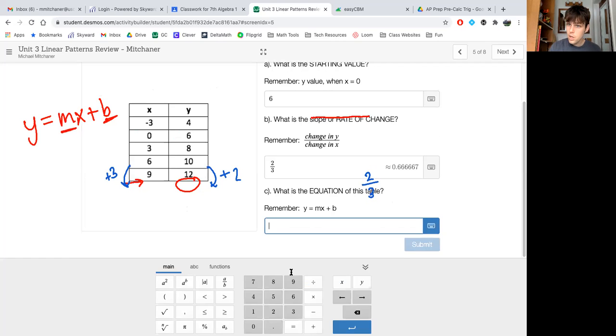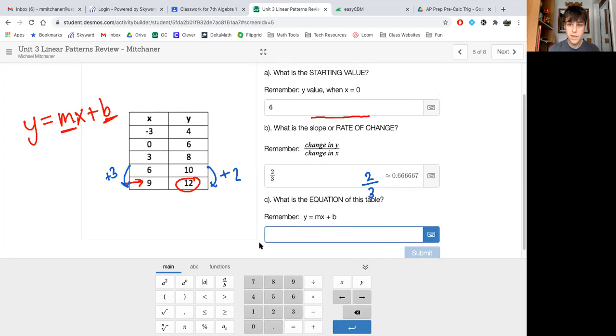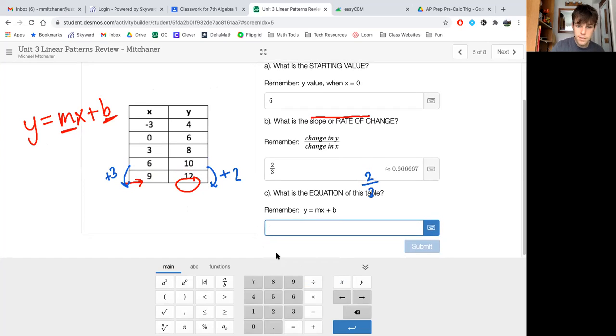Now, equation. We need to put those two things into our equation. Y equals mx plus b. M is the rate of change or slope. B is the starting value. So when I write this, I'm going to go ahead and make it an equation. So I'm going to do y equals m. M is our slope, or our rate of change, which we just said was 2 over 3 x, mx, rate of change times x, and plus b, the starting value. And that we just figured out earlier was 6. So that is the equation here.